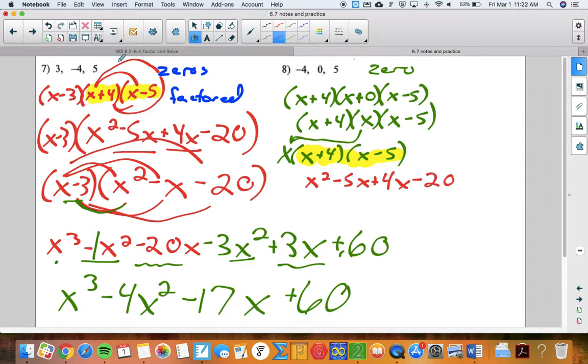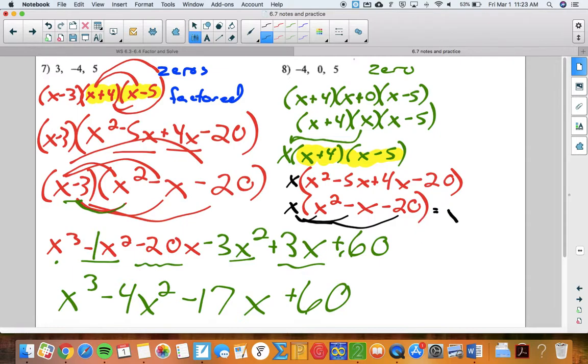Very similar. I guess a lot of our zeros were similar. 2 of our zeros were similar. So right now, that's why that's ringing a bell. And then we have this x out in front. But do not distribute the x into that polynomial yet until you combine like terms. All right, there we go. So now we distribute it in. So we get, ooh, it's a bad rainbow. So we get x to the third minus x squared minus 20x.